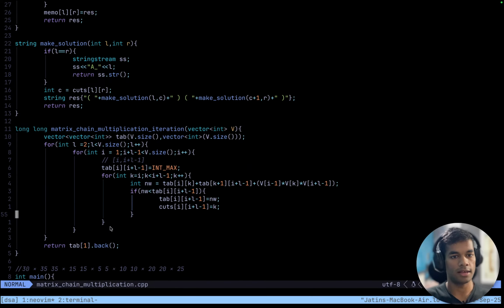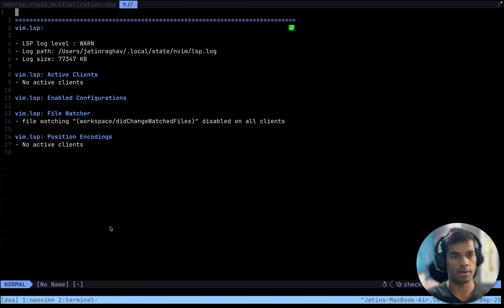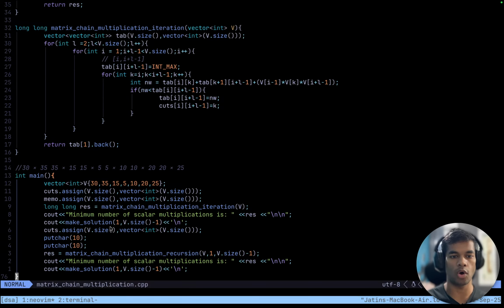So that is cool. And LSP info, LSP is off. Yep, LSP is off. The log size is massive. That's 77 MBs. Why do I have 77 MBs of log?